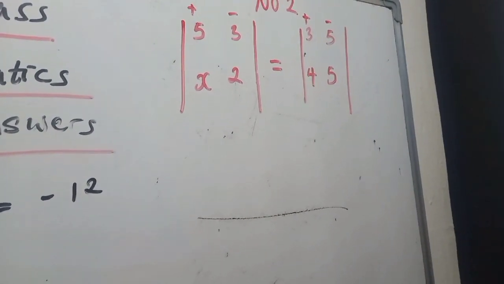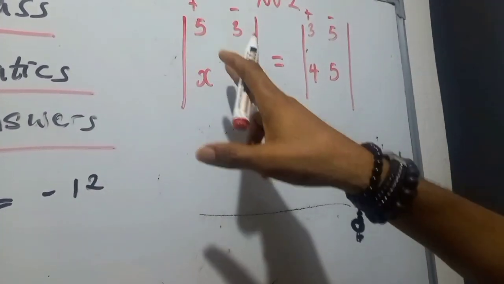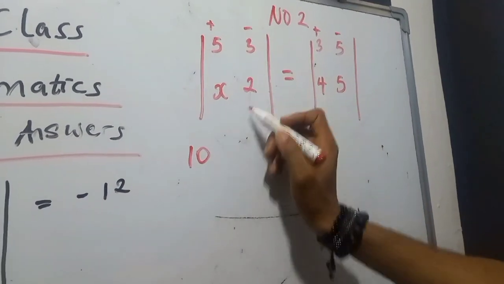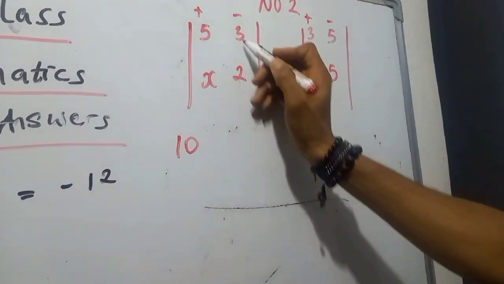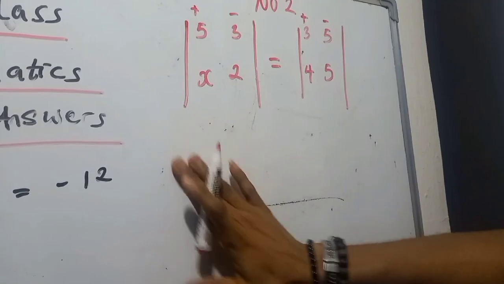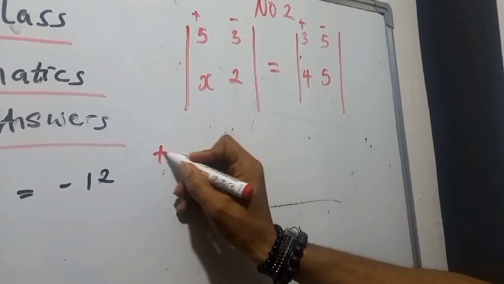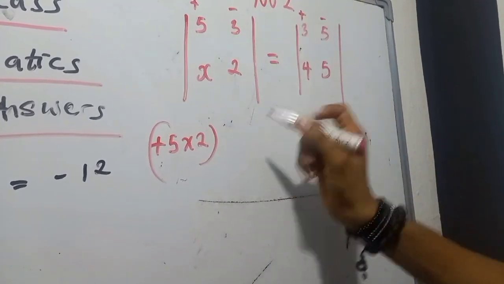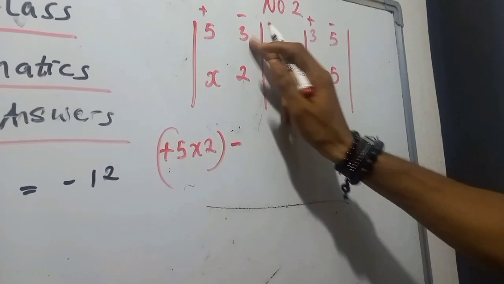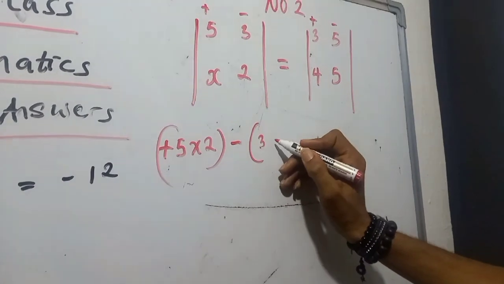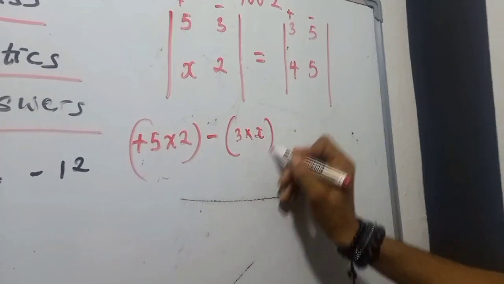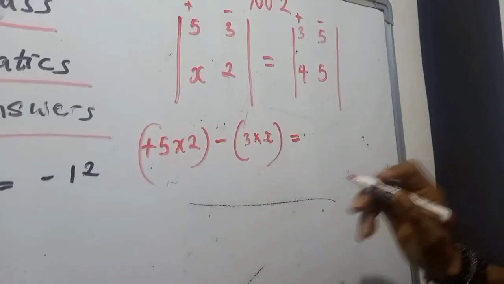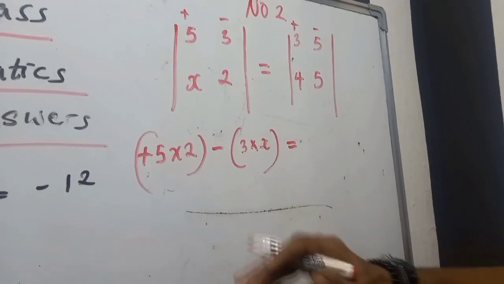So what will I do? I'll say plus 5 times 2 is 10. Let me just make it in expression form so we can understand clearly. I mean, plus 5 multiplied by 2, then this is a minus, minus 3 times x. Do you get it now? In number 1, we did not expand like that. Just in number 2, expand that, so you can get it clearly.